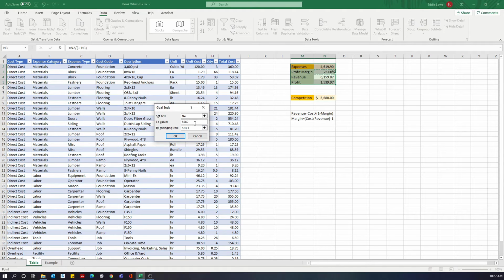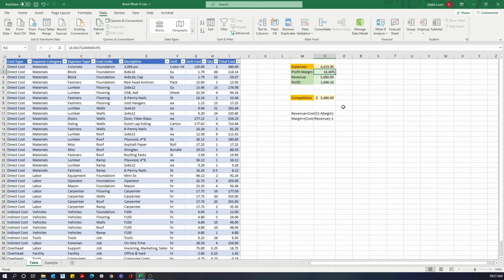Unfortunately, here in the To value, we cannot give it a cell reference. It wants it to be an actual static number. So we click OK, we come back and we find that if we were to sell at the competitor's price, a price match, then our profit margin would be 18.66%. Then we would have to get with our accounting to make sure that all of that makes good business sense. So this is an intermediate type example.